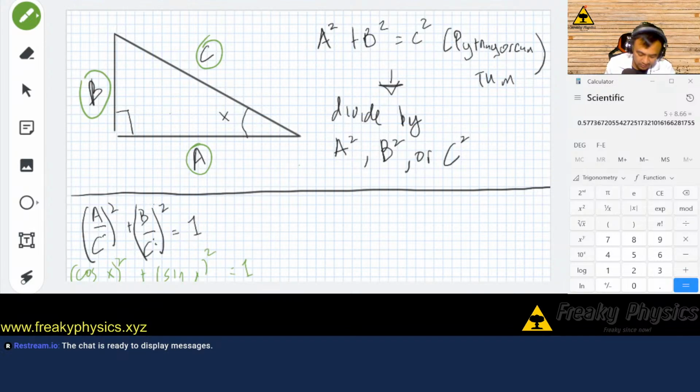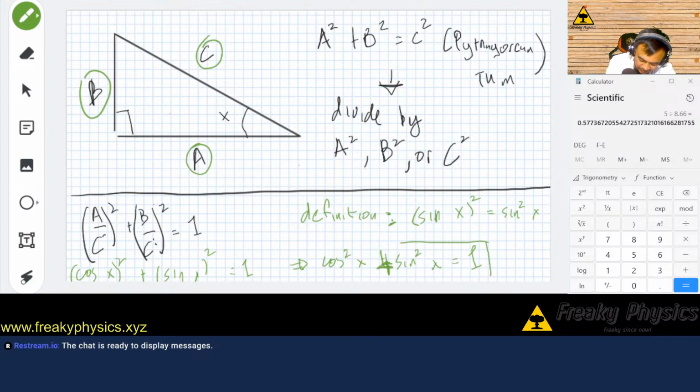Now, just so we're clear, this is a definition. This is not an operation, but a definition. So this goes for any trigonometric function. I'm going to use sine here. Sine of x squared is the same as saying sine squared x. It goes with cosine, tangent, whatever. So we can rewrite this as cosine squared x plus sine squared x is equal to 1. And this is the Pythagorean theorem in trigonometric form.